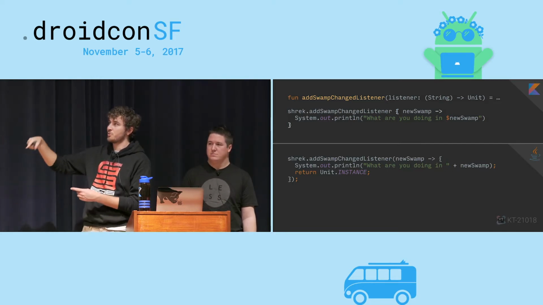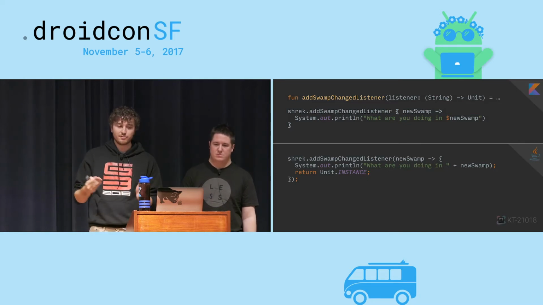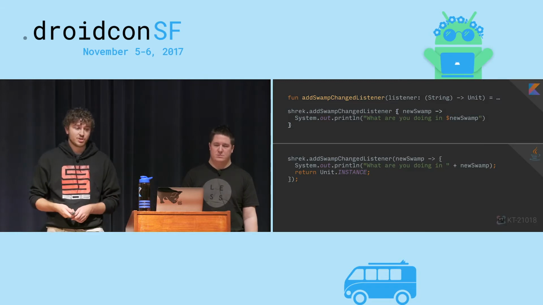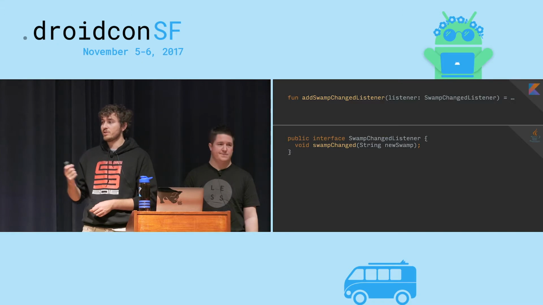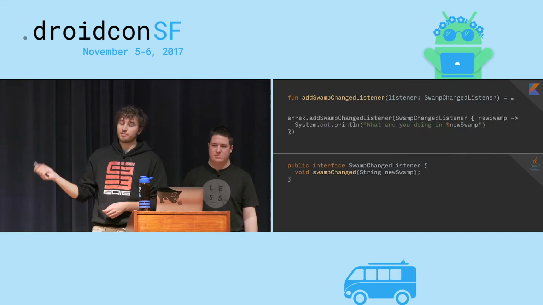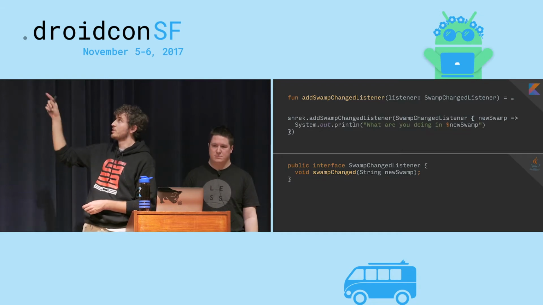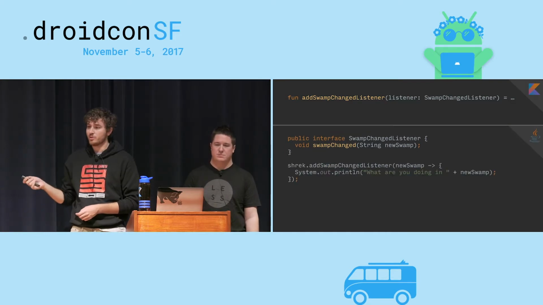Also, if you wanted to split this out, you wouldn't be able to name the interface. Like before, we could put it in a field and it would be swamp changed listener, but now it's just like function one. But there is a workaround for this, which is where you declare the interface in Java and the API in Kotlin. And if you do this, then from Kotlin, you can do this SAM conversion where you just pass the type in addition to the Lambda, and it works fine. And then from Java, it's exactly what you would expect.